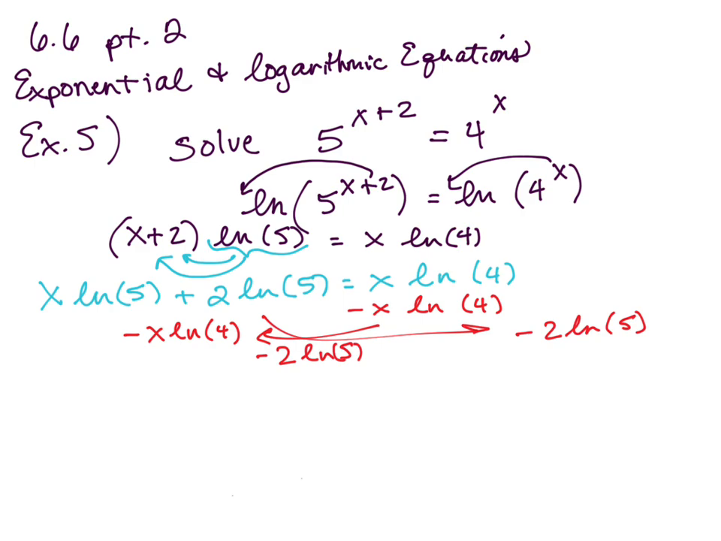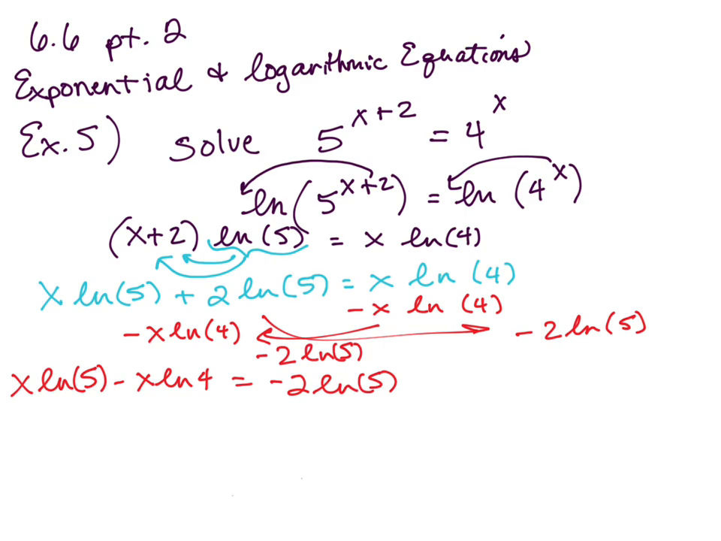Which brings me to a statement that says x natural log 5 minus x natural log 4 equals negative 2 natural log 5. Are y'all with me? x natural log 5 minus x natural log 4 equals negative 2 natural log 5. So we just flip-flopped the two pieces that were in the wrong space. But when we change them, we change their signs as well.